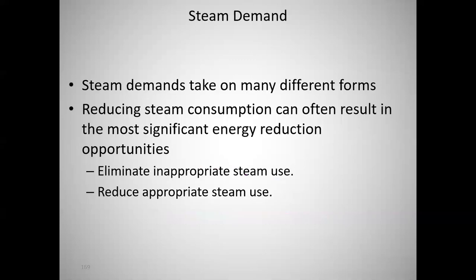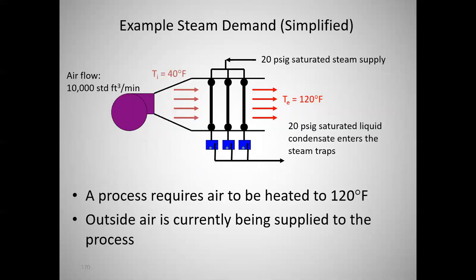So in a plant, steam demands can take on all kinds of forms. I mean, what are you using steam for? It can be any number of things. Reducing steam consumption can often result in the most significant energy reduction opportunities. So we want to eliminate inappropriate steam use. Maybe we're using steam for something that is just stupid to use it for, or maybe we're not using it very efficiently and we can reduce the steam demand. So here's a little example that we run through here.